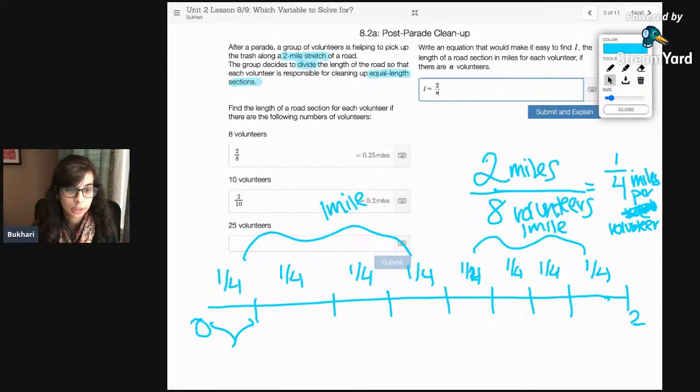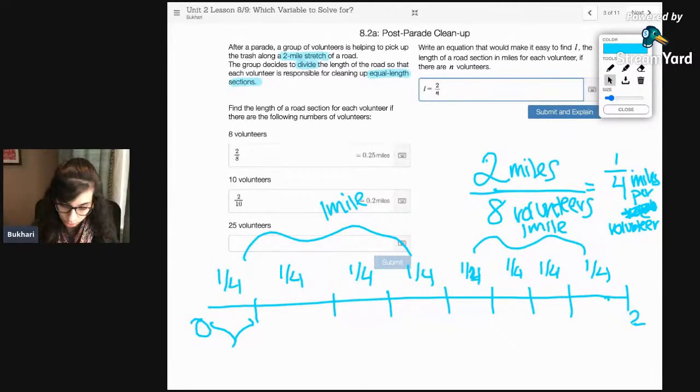And so that's why sometimes solving for a variable, isolating the variable that we're interested in, can be an efficient way for solving problems, right? You can very easily say, okay, the length times the number of volunteers should equal 2, which is absolutely true. And that's one way of writing your equation. And so you want to see why this is more helpful.